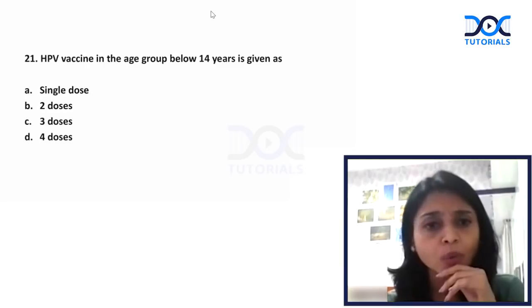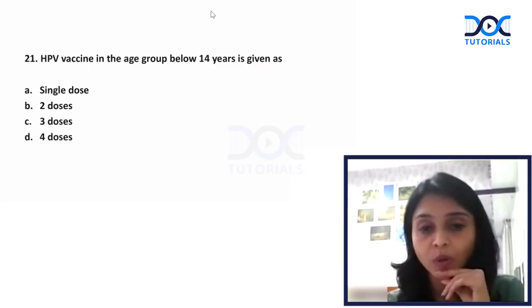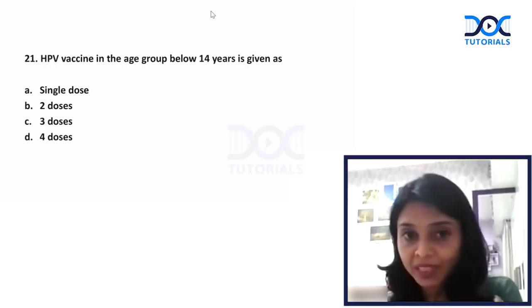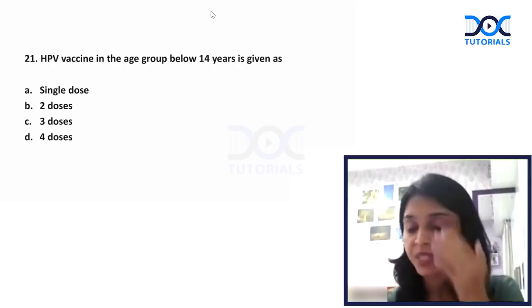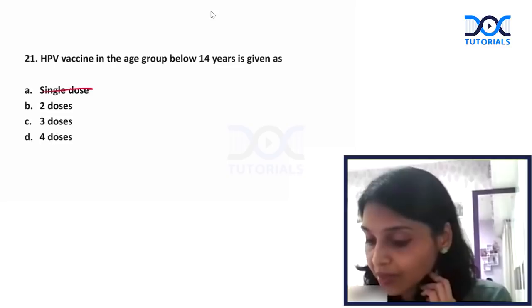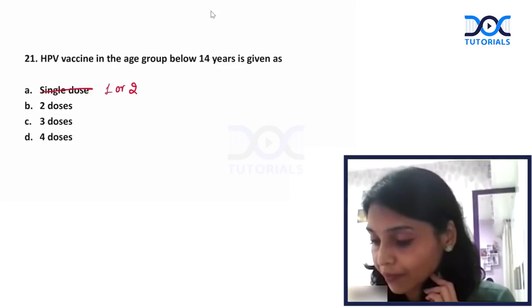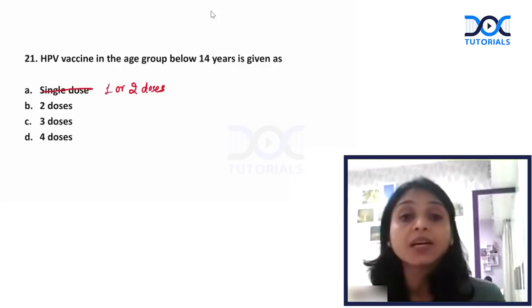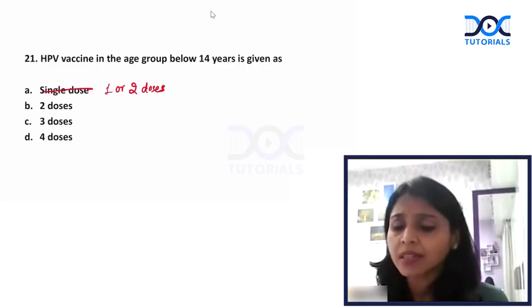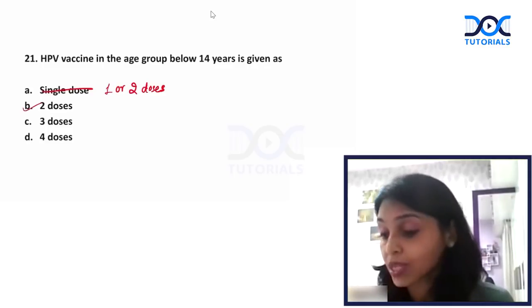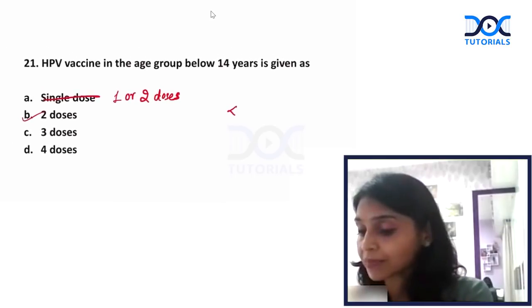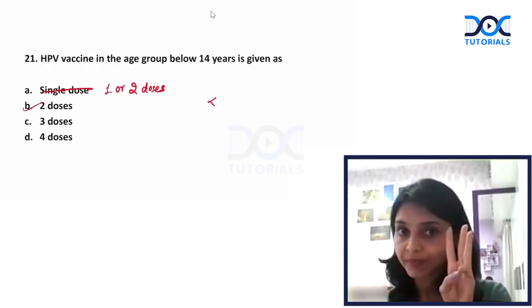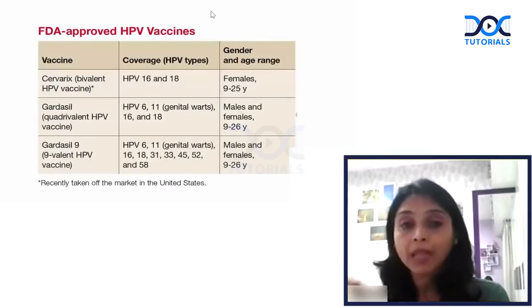One option was 1 or 2 doses. You can't give it as 1 for sure. Anyway, I don't know whether that option was there. Since you said that might be one of the options, 1 or 2 doses, but okay, maybe it's not single. 1 or, okay, 2 doses. I have changed it as per what you have said. So what is the answer? It is given as 2 doses. The point is, in less than 14 years, you are giving it as 2 doses, whereas in more than 14 years, you are giving it as 3 doses. Both are MCQs.